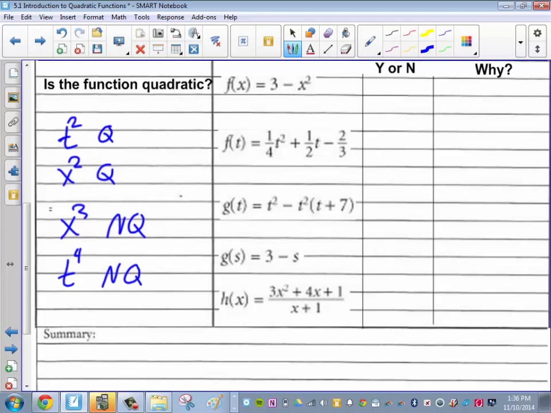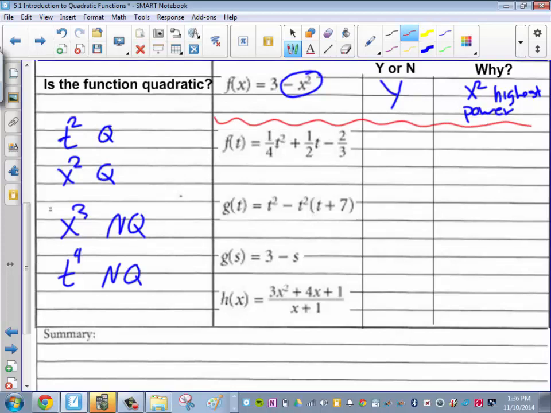Let's just take a look at the first one right here. The highest power is an x squared right there. So is it a quadratic? Yes, it is. Why? Because you have an x squared as the highest power. Okay, so let's move on to the next one right here.